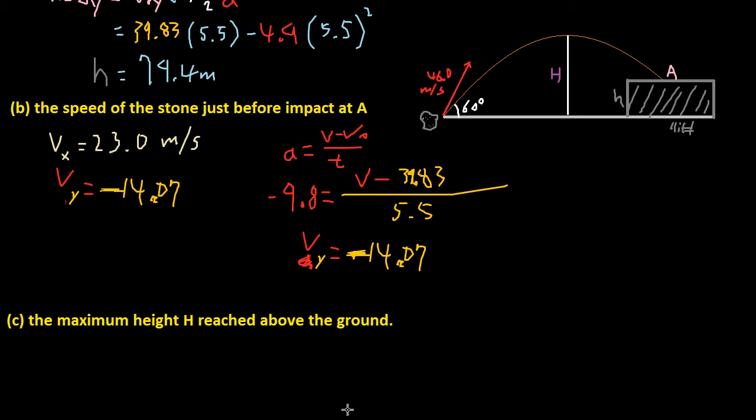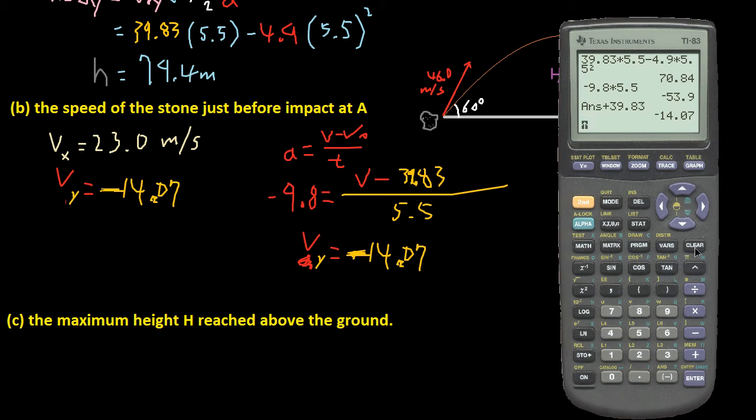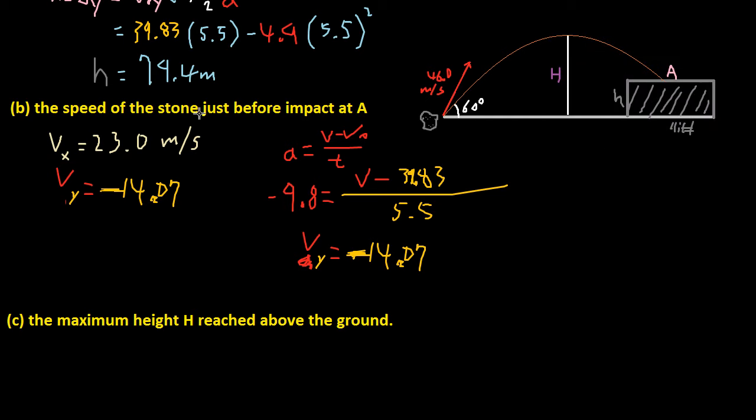Now how do we calculate the speed? Well, we can just use a squared plus b squared equals c squared. So the square root of a, which is 23 squared, plus 14.07 squared. -14.07 squared is the same thing as 14.07 squared. I got the 4 and the 7 mixed up there. So it's just 26, so it rounds to 27. So our answer here is 27 meters per second.